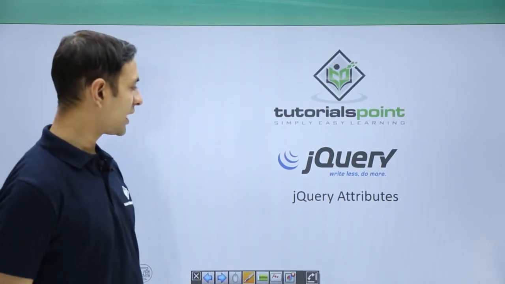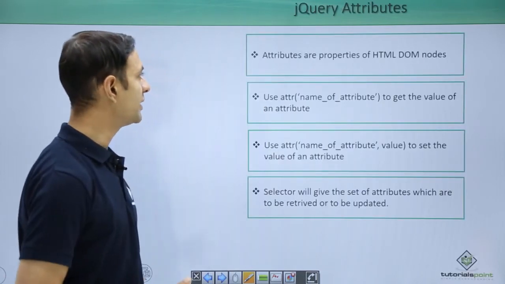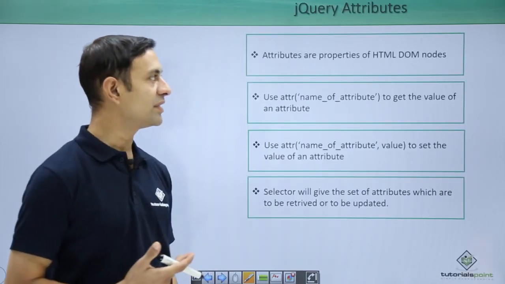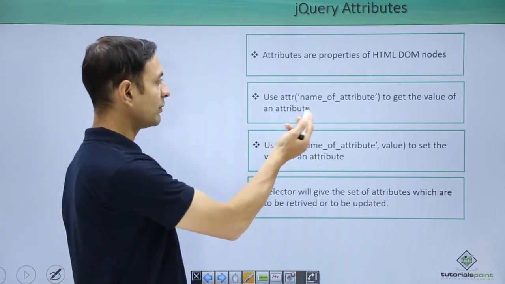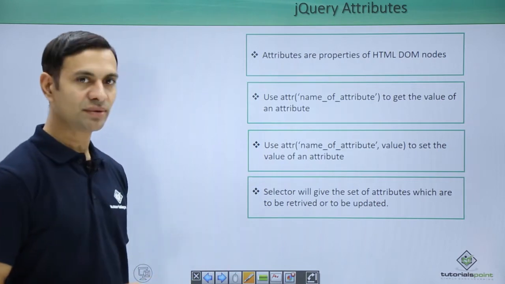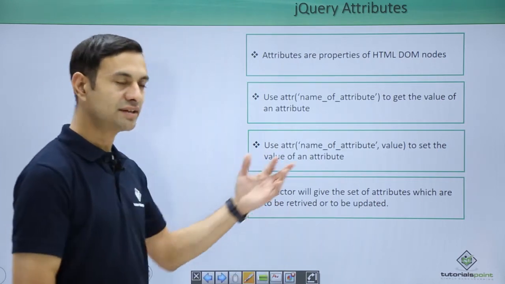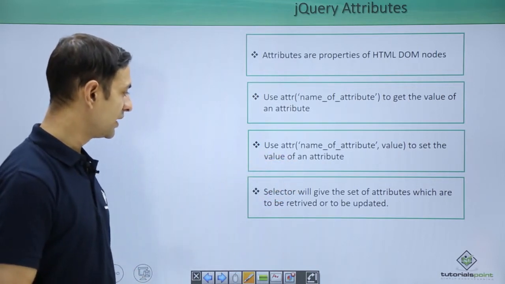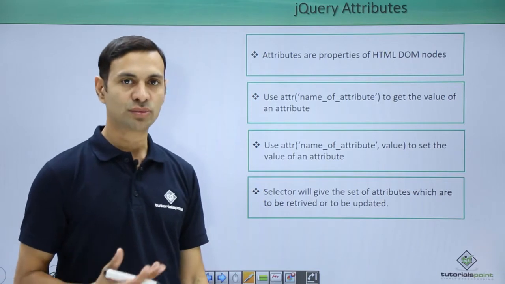In this session, I am going to cover jQuery attributes. So what are jQuery attributes? Attributes are properties of HTML DOM nodes. We have the method attr with the name of the attribute to get the value of an attribute. We have the method attr with the name of the attribute and a value to set the value of a particular attribute. The selector will give the set of elements whose attributes are to be retrieved or updated.